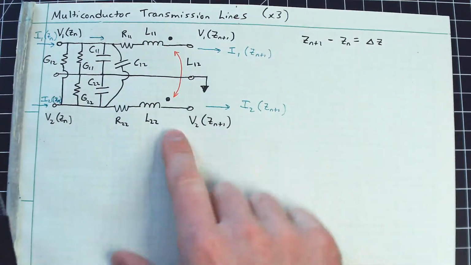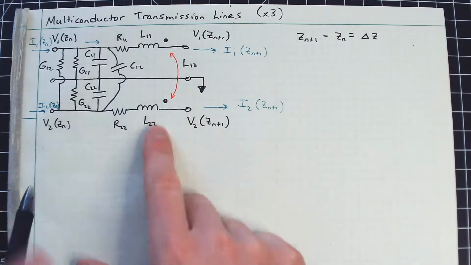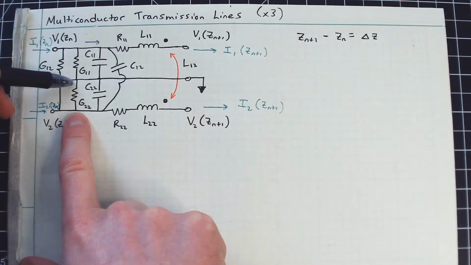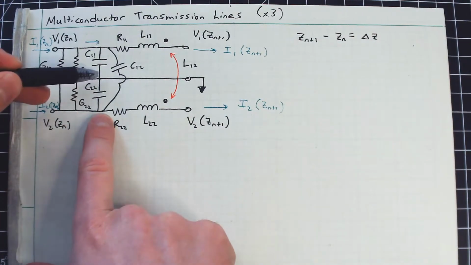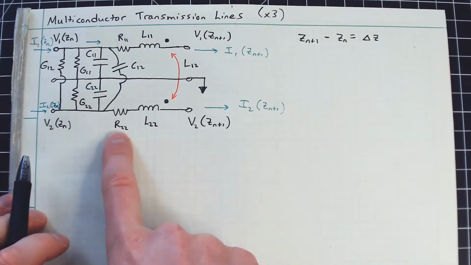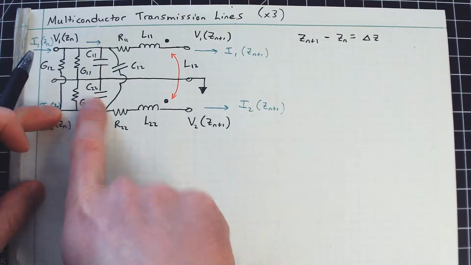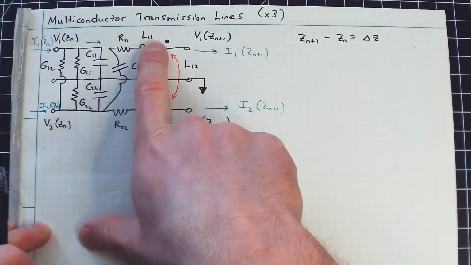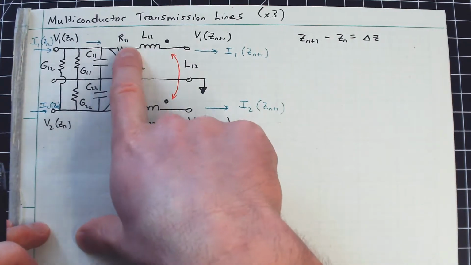For the multi-conductor line, you do the same thing on the second line, where there is now some conductance between the second signal line and ground. There is some capacitance. There's a series resistance and a series inductance. And we've denoted these as, say, G22, R22, L22, versus G11, R11, L11 up here for the first line.